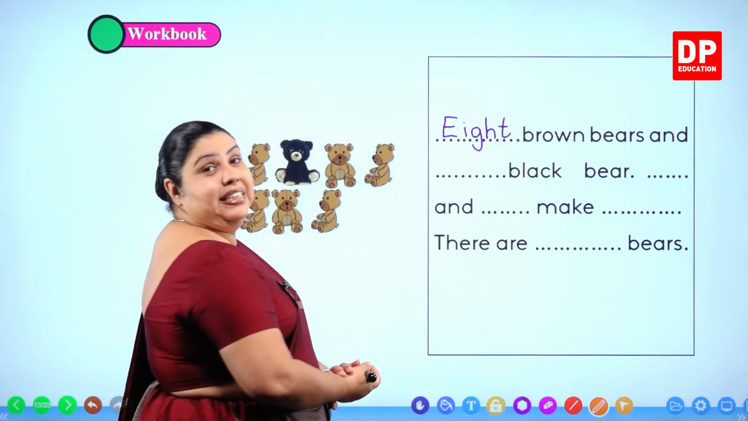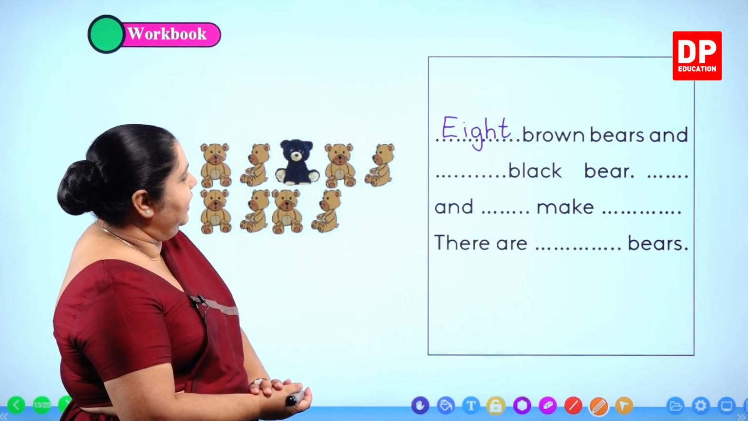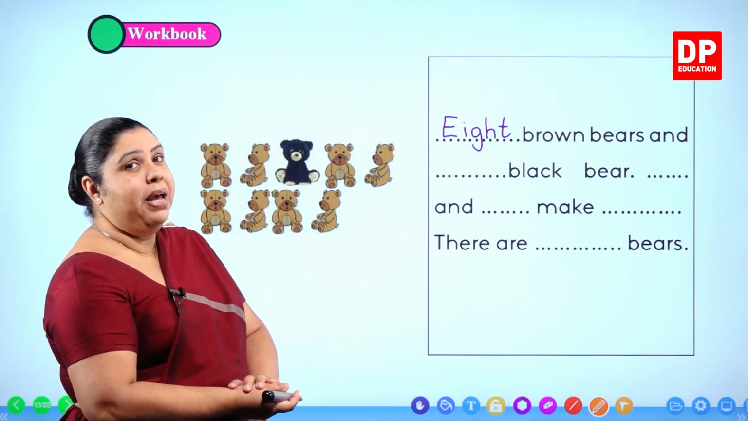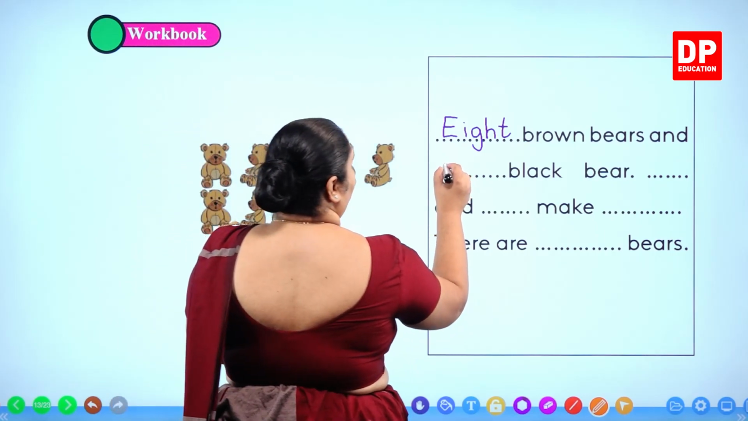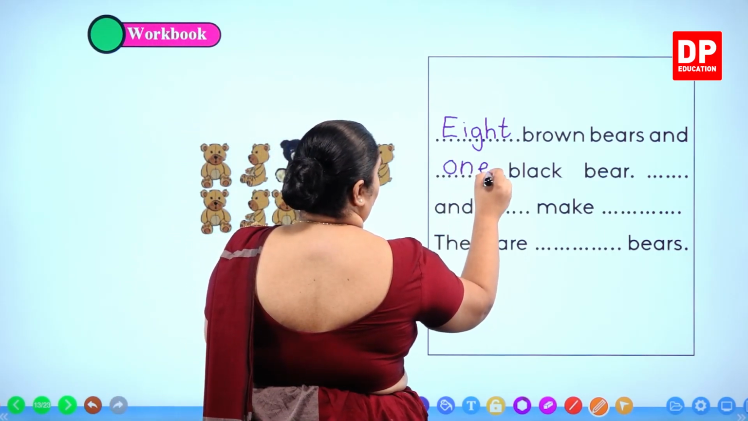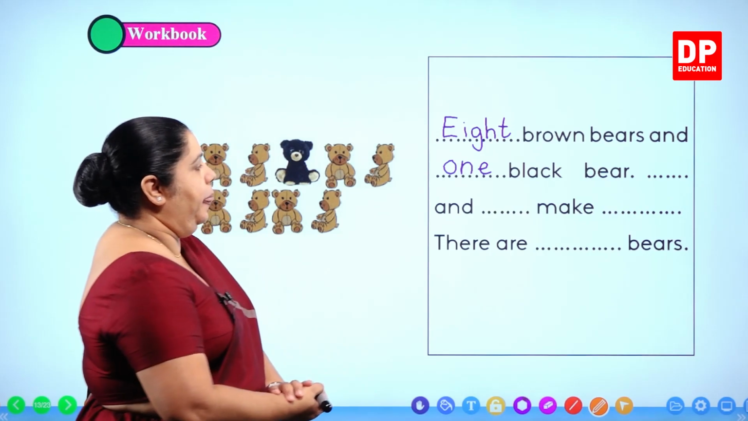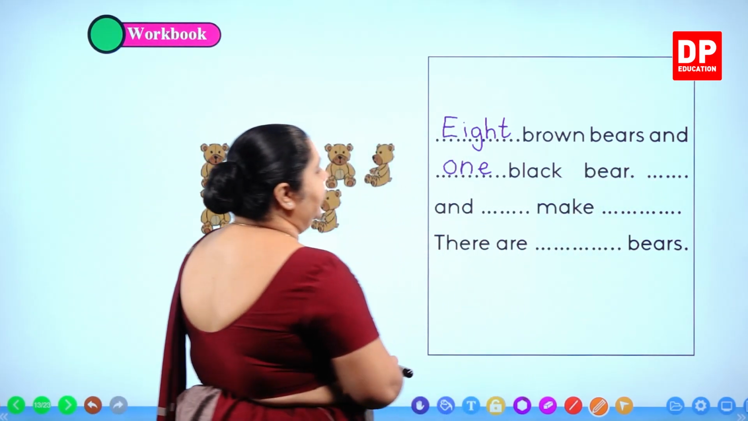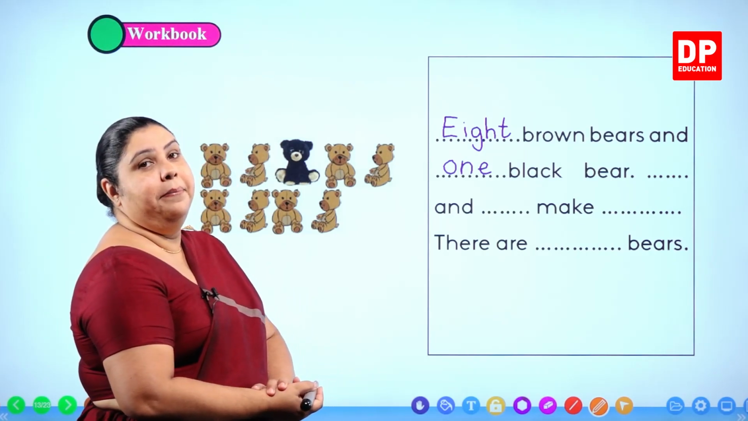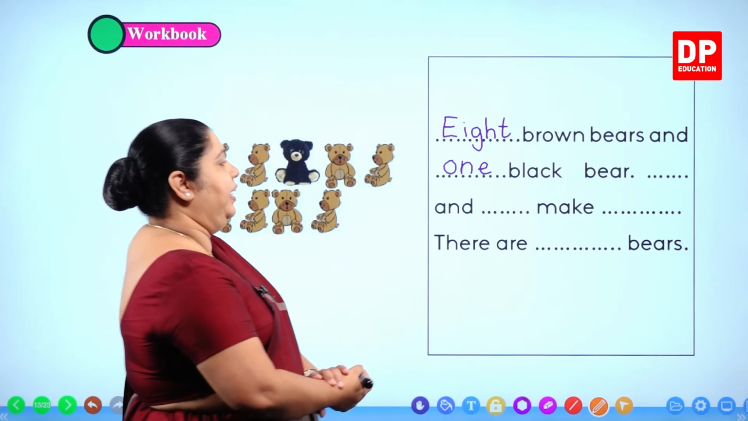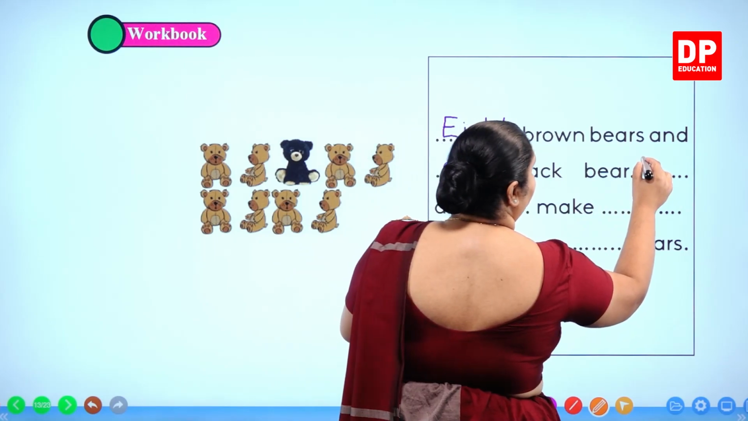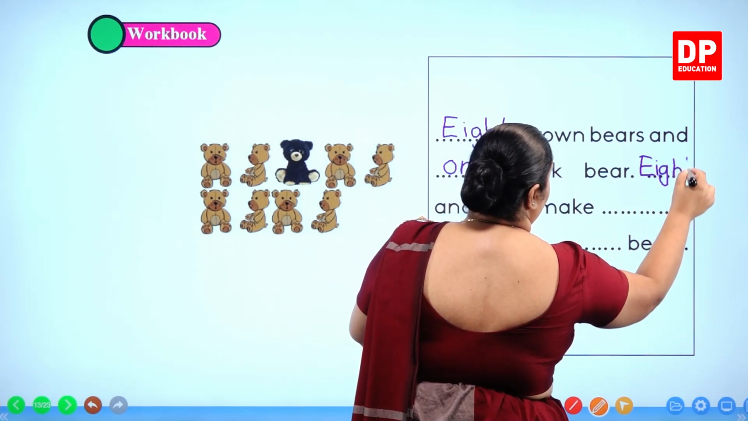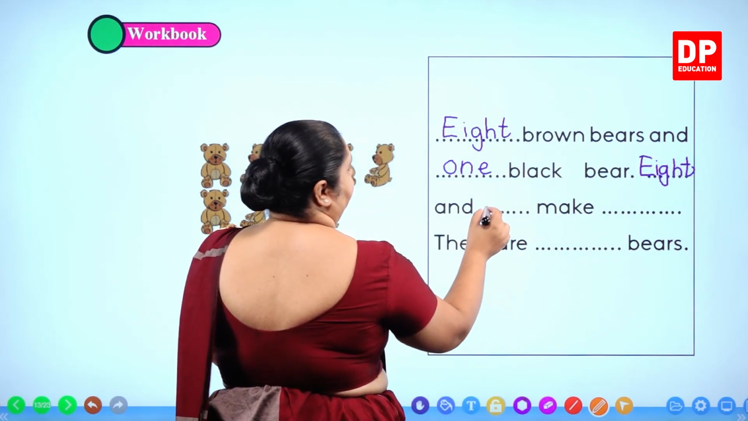E-I-G-H-T. 8. 8 brown bears and how many black bears? 1. O-N-E. 1 black bear. Then we have to fill here 8 and 1 make, and we have to write the number. So shall we start here? 8, E-I-G-H-T, 8 and 1.